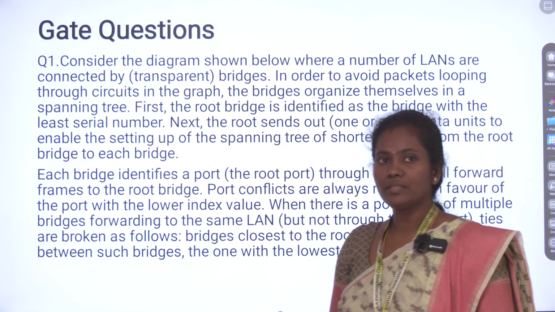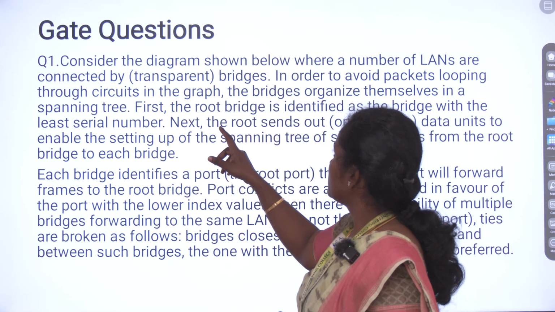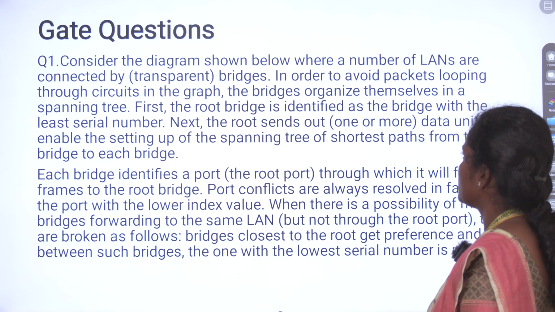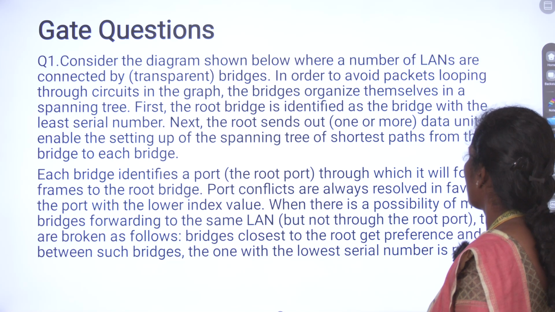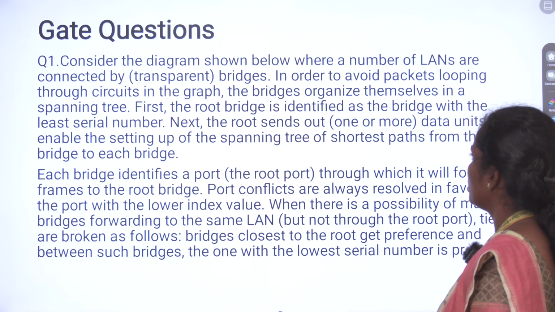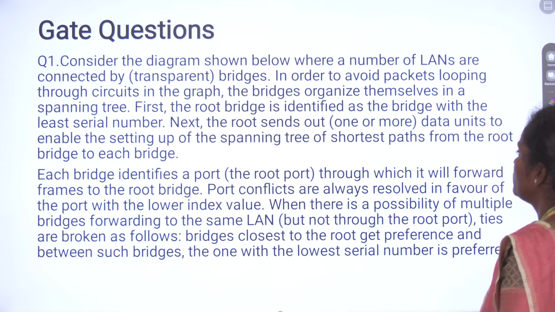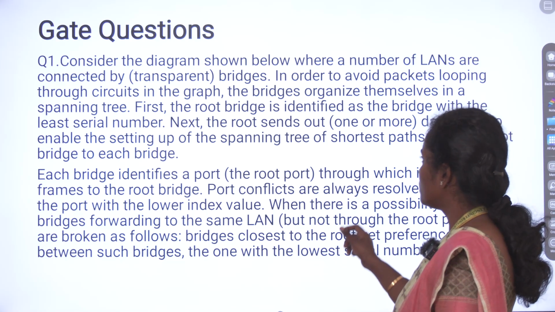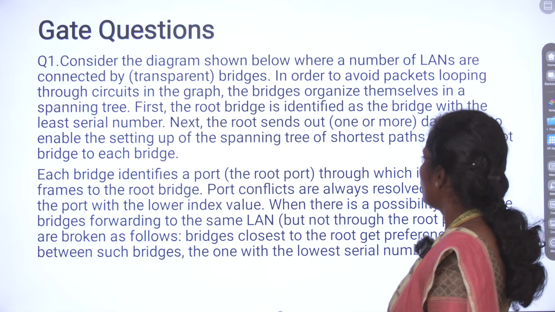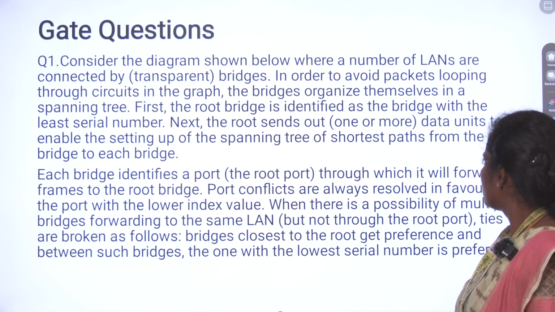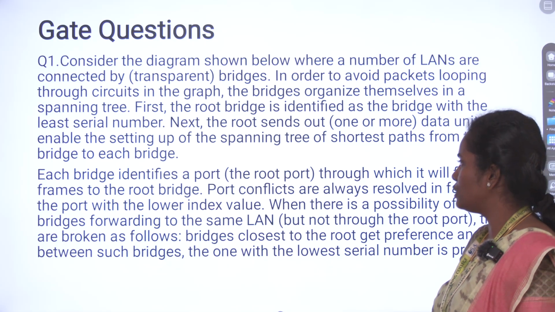Next we'll move to the questions. In these questions, consider the diagram shown below where a number of LANs are connected by transparent bridges. In order to avoid packets looping through circuits in the graph, the bridges organize themselves in a spanning tree. First, the root bridge is identified as the bridge with the least serial number. Next, the root sends out one or more data units to enable the setting up of the spanning tree of shortest path from the root bridge to each bridge.